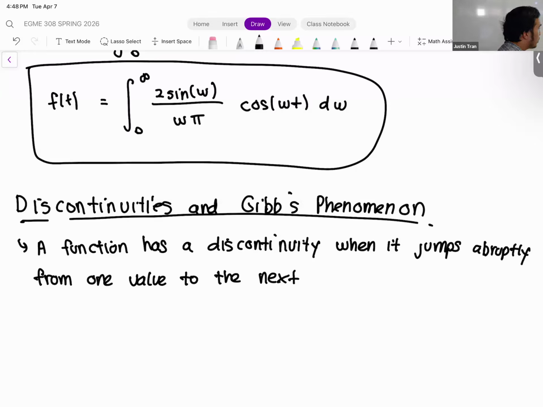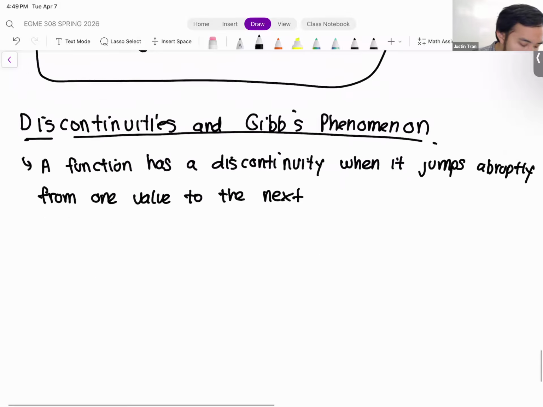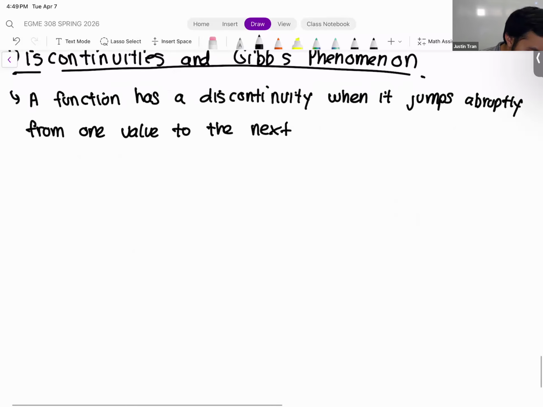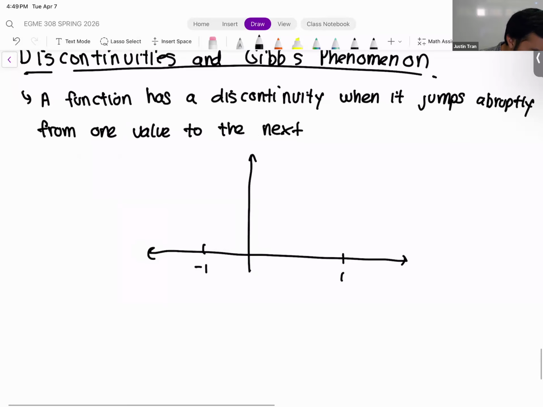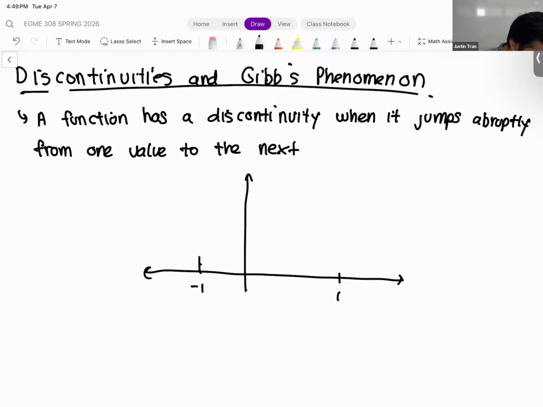So the past example that we just did actually technically had two discontinuities, right? And so if we draw out the function from before, our function looked like the following. So we had a function that looks like this, right? So technically when t is equal to -1 and t is equal to 1, we have a discontinuity, because the function just changes from 0 to 1 and then from 1 down to 0.